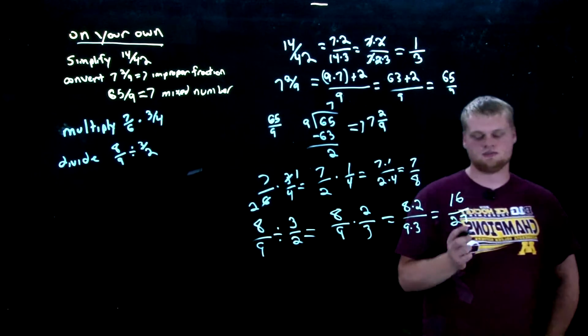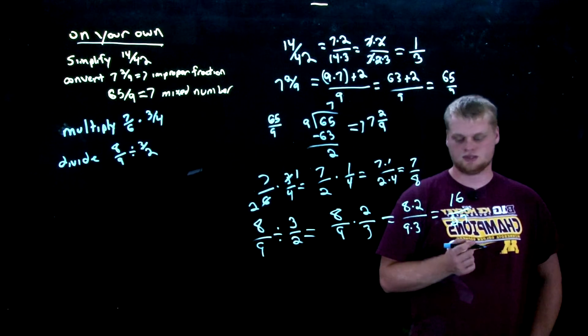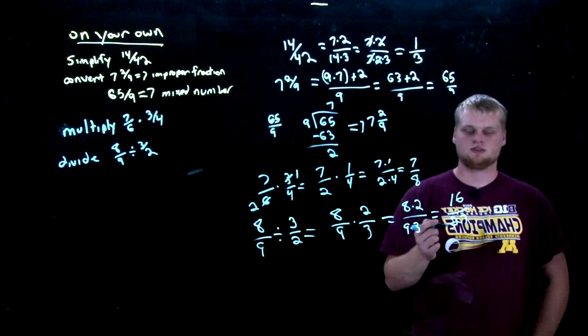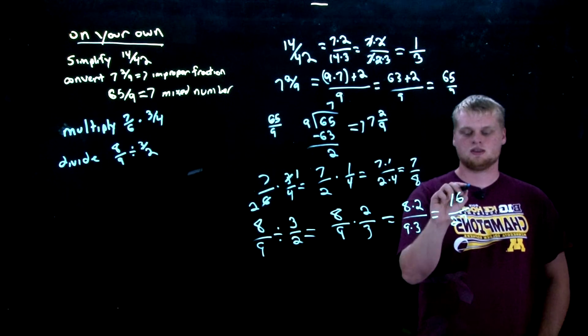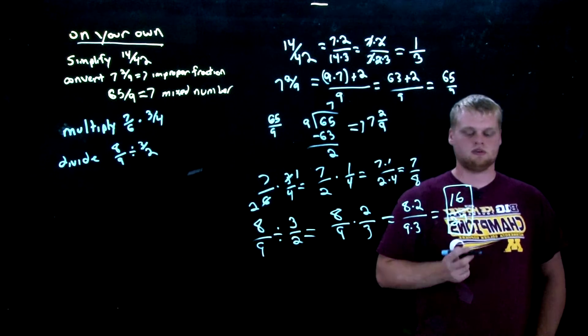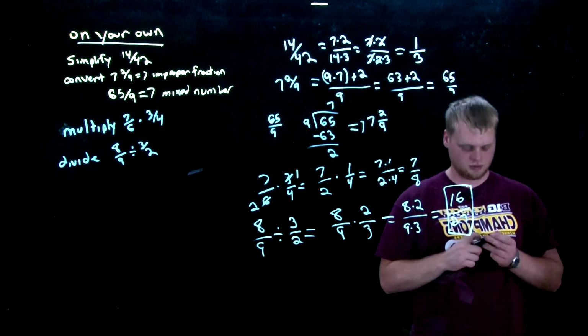16 has factors of 1, 2, 4, 8, and 16. 27 is 1, 3, 9, and 27. No common factors. This is the reduced form. We are done. Congratulations, you finished your first video on fractions.